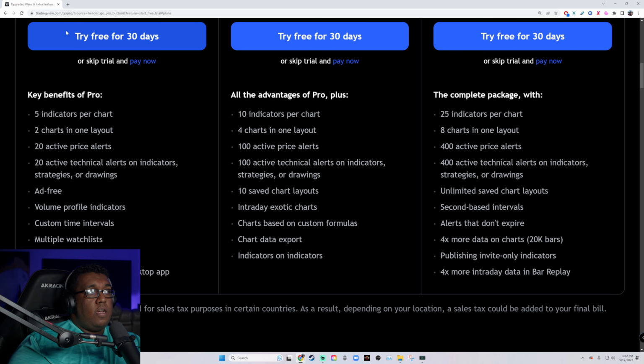Next, you guys will get 30 days for a free trial, so you guys get a free 30 days, which is very, very nice about this. And you guys can see right here, key benefits of Pro. You guys get 5 indicators per chart.